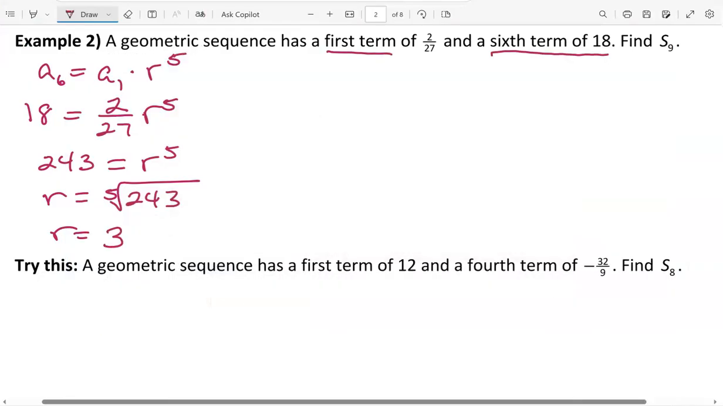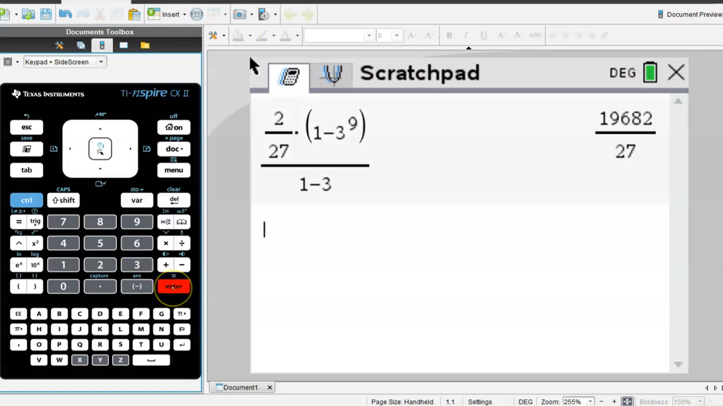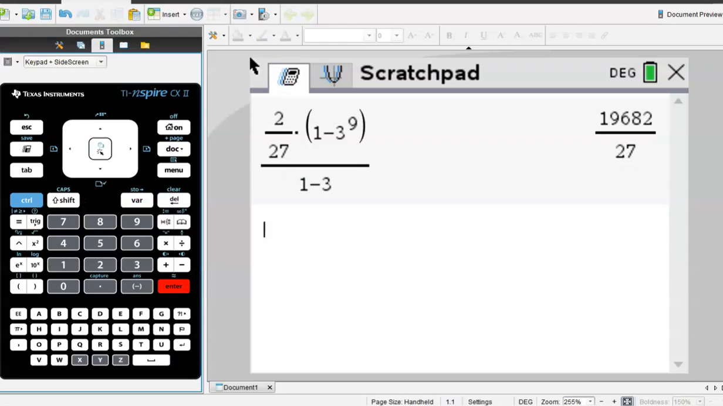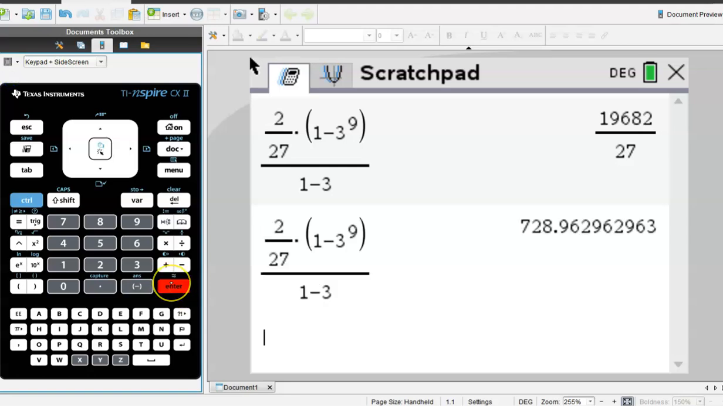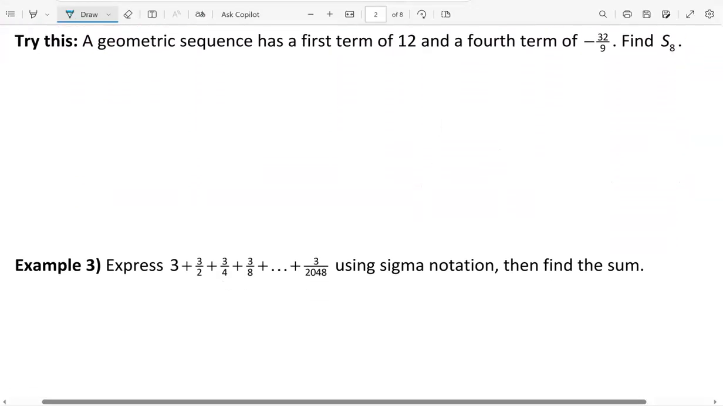All right, now we know the ratio and we know the first term, so our sum of 9 terms is equal to that first term, 2/27, times 1 minus the ratio, which is 3 raised to the 9th power, over 1 minus 3. Entering that on your calculator, we're going to get 19,682/27, and we may want an approximate value. So press Control and Enter to find that value, 728.963. All right, your turn to try the next one on your own.